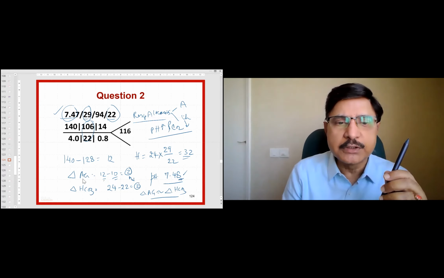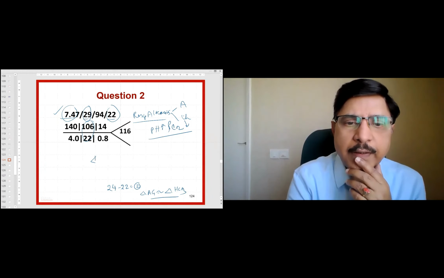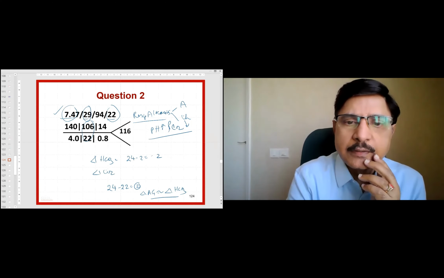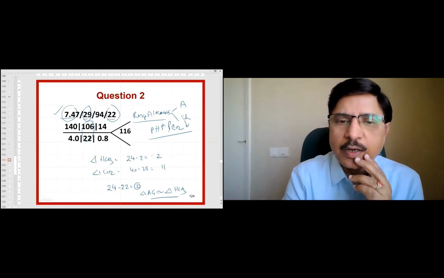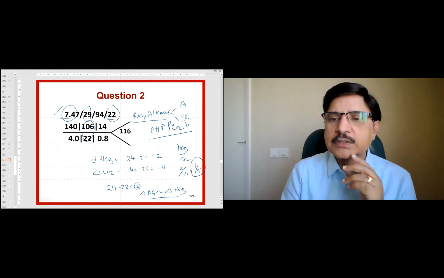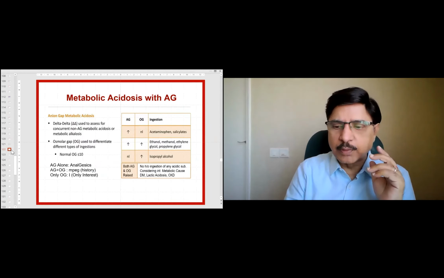How do I know the compensation? So my delta bicarbonate is equal to 24 minus 22, which is equal to 2. My delta carbon dioxide is equal to 40 minus 29, which is equal to 11. For the compensation we have to write bicarbonate above and the carbon dioxide below. That is 2 by 11. 2 by 11 is equal to 1 by 5 almost. Which is the one which fits at 1 by 5? The Venter's formula.